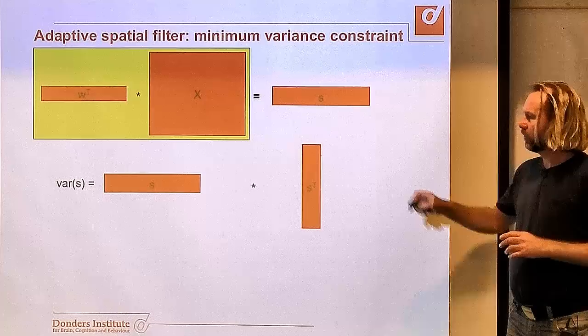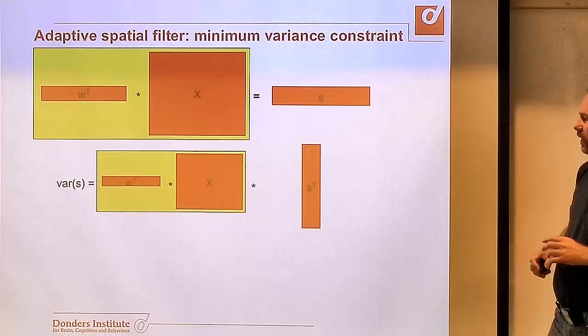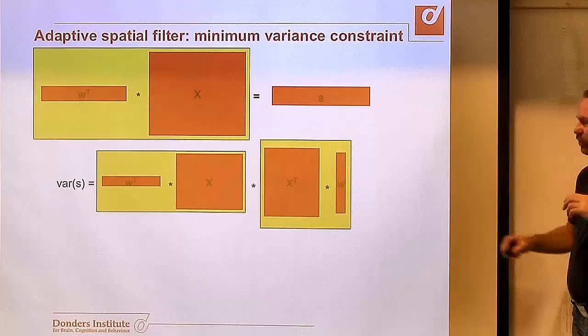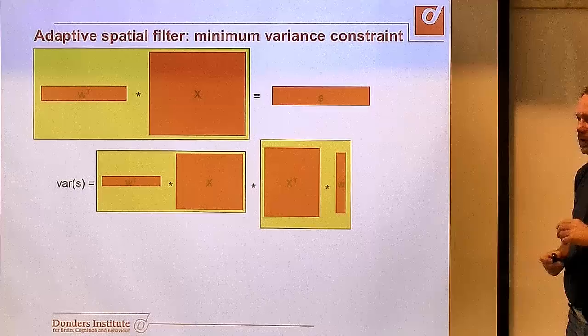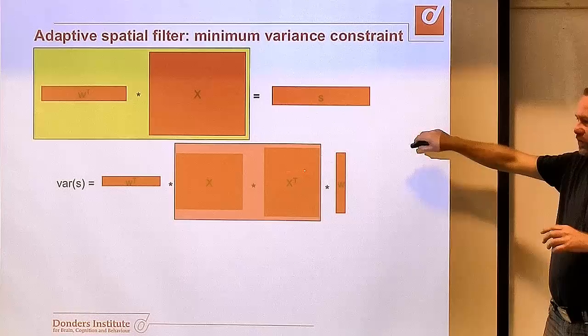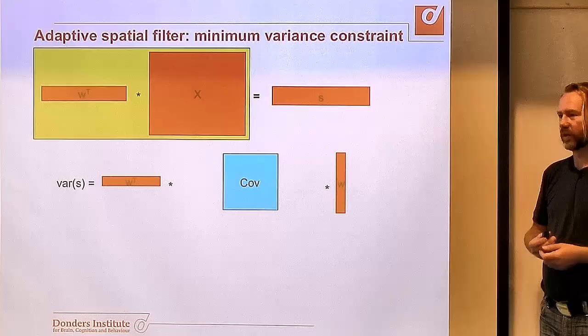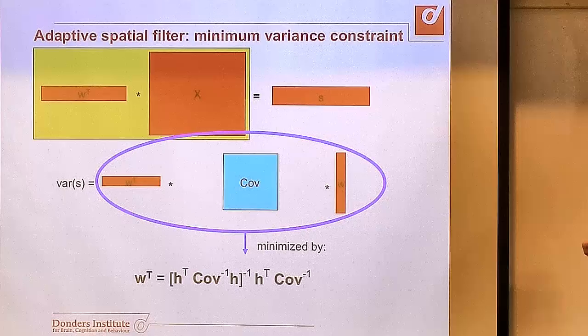So if you now look at this part, I can basically plug it in here. Because this is the source strength, which also means that I can plug it in here. I have to transpose it. So what I have here is W transpose times X transpose times W. And rather than looking at the sources now, I'm going to look at the central part. So what I have here is the data times the data transposed. And that's the data covariance matrix. It's not the noise covariance matrix, it's really the data covariance matrix. And this data covariance matrix allows us to minimize the variance using this equation.